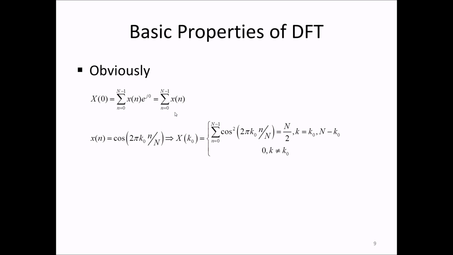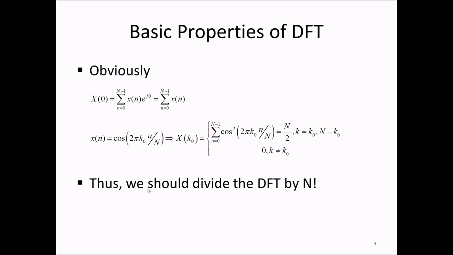Let us make a couple of observations of the DFT. Obviously, the zero value, X of zero, equals simply the sum of the signal. Also, if x of n is a cosine of a particular frequency coinciding with one of the frequencies, let's say k sub zero, then the DFT will come out with only two values at k equals k sub zero and N minus k sub zero. And these values will be N half, because the mean value of a cosine squared, as we have here, is a half. But there is no 1 over N in front of this, so this sum will be N half. And it will be 0 for all other frequency values.